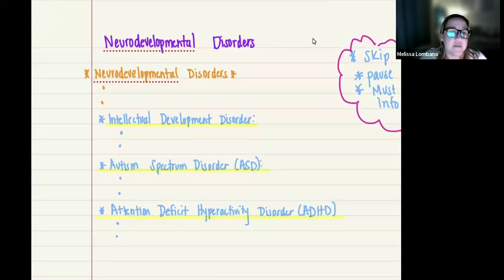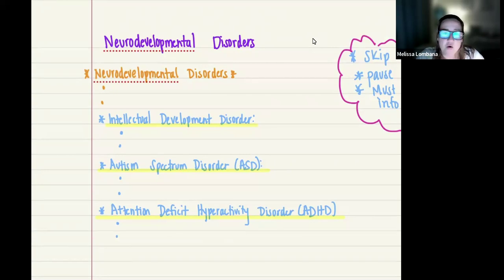All right. What it usually includes is a developmental deficit that is going to affect their social, intellectual, academic, and or their own personal functioning. Okay. And under neurodevelopmental disorder, there are four that we're going to talk about. Well, we're going to talk about three, but there's four here. And they are intellectual development, autism spectrum disorder, attention deficit hyperactivity disorder, and tic disorder.